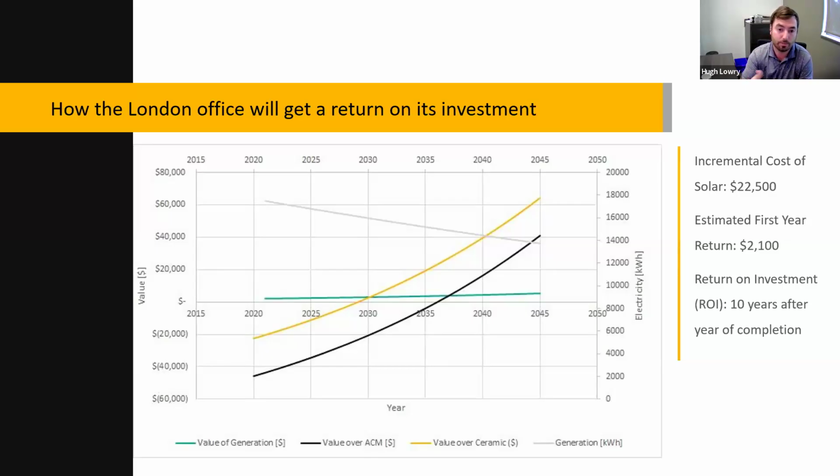Mind you, the life cycle of these products is 25 years. And you'll see by the year 25, the solar has a much better economic impact on the project than you would have with the ACM or the ceramic. Solar is the only facade that's going to give you a return on the investment.